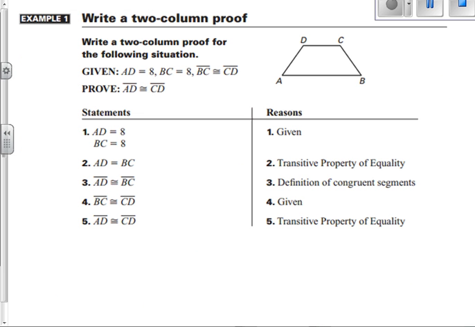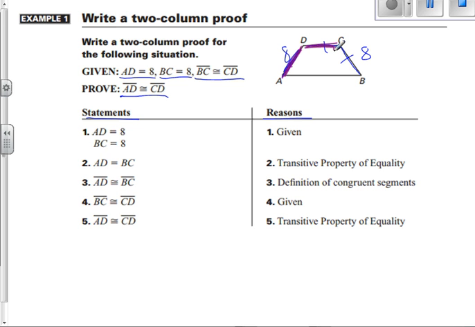Here's a proof. It's a two-column proof. Remember, you've got the statement and you've got the reason. This is what they're given. It looks like a trapezoid. They're telling you that AD is 8. I also know that BC is 8. I also know that BC is equal to CD. We know that those are equal. And I want you to prove that AD is congruent to CD. So I'm proving that AD is equal to CD.